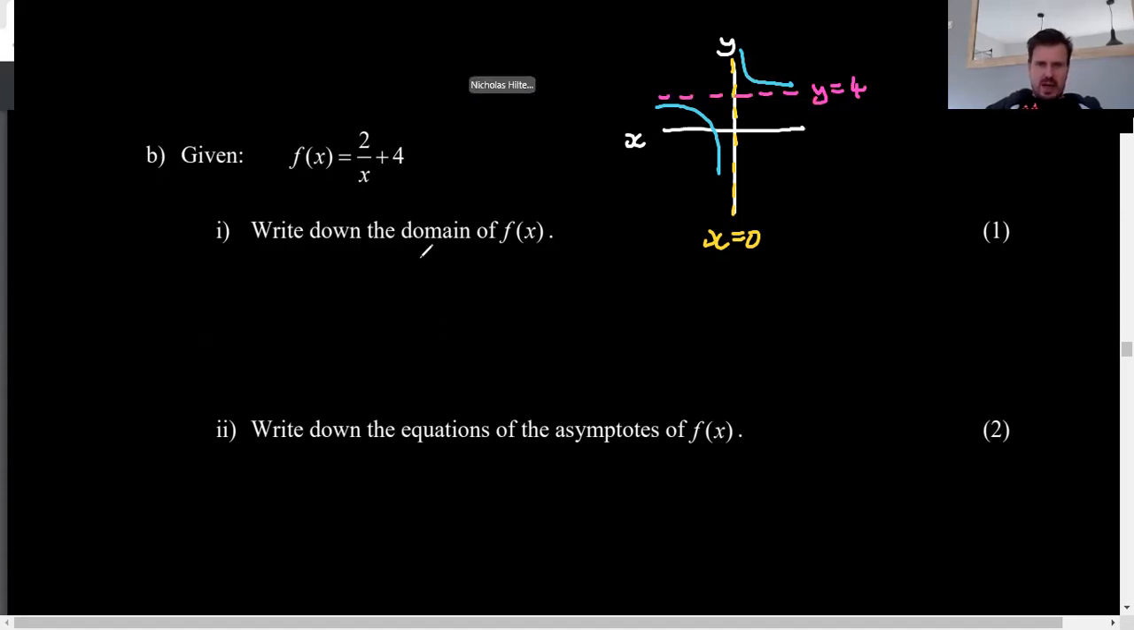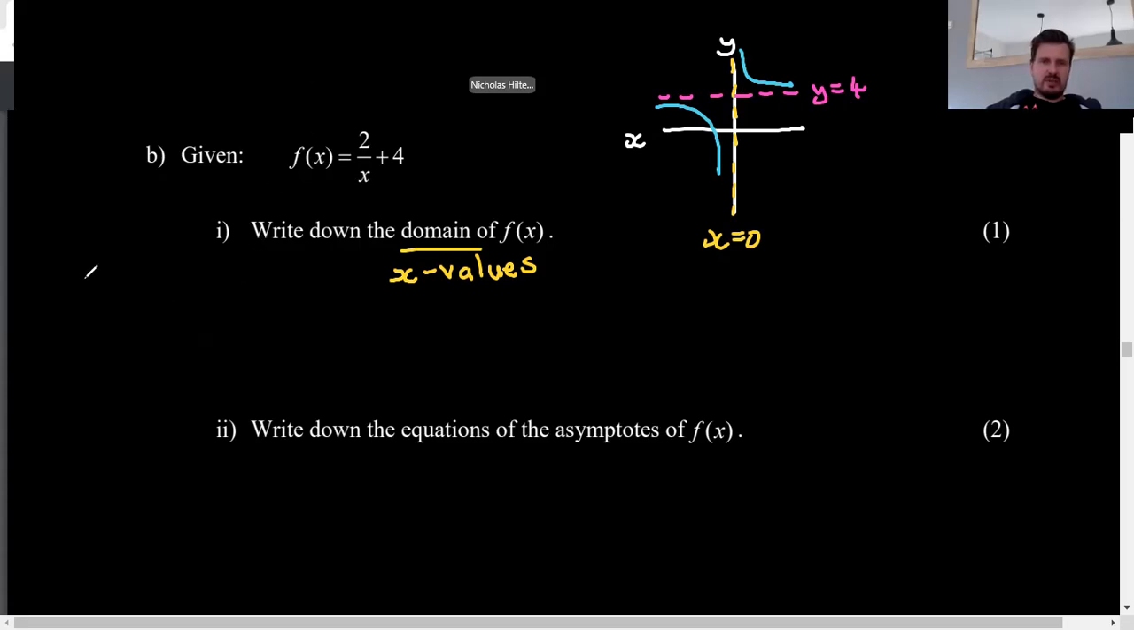So what does domain mean? What does domain mean? All of you? I forgot, but I think that I actually don't know. I forgot. Your domain is your x values.